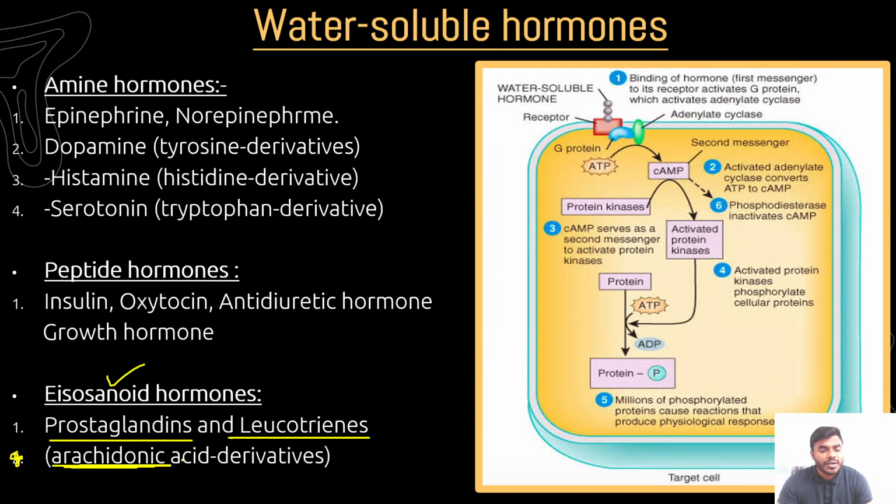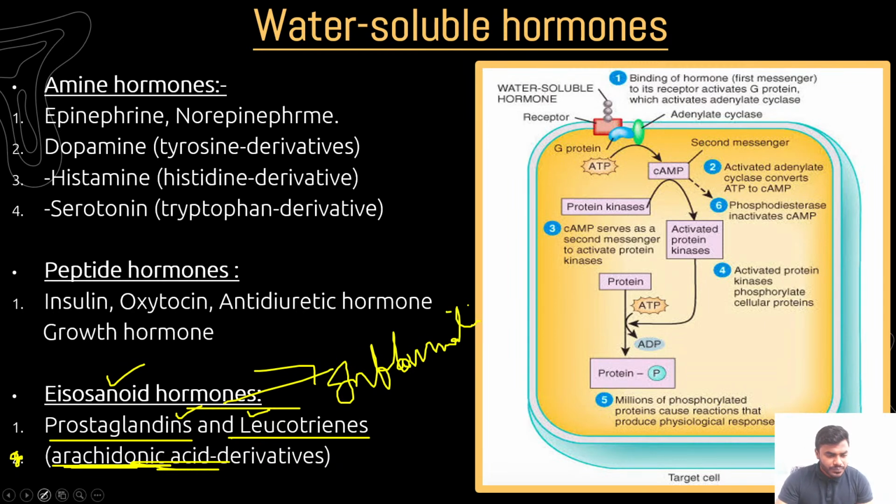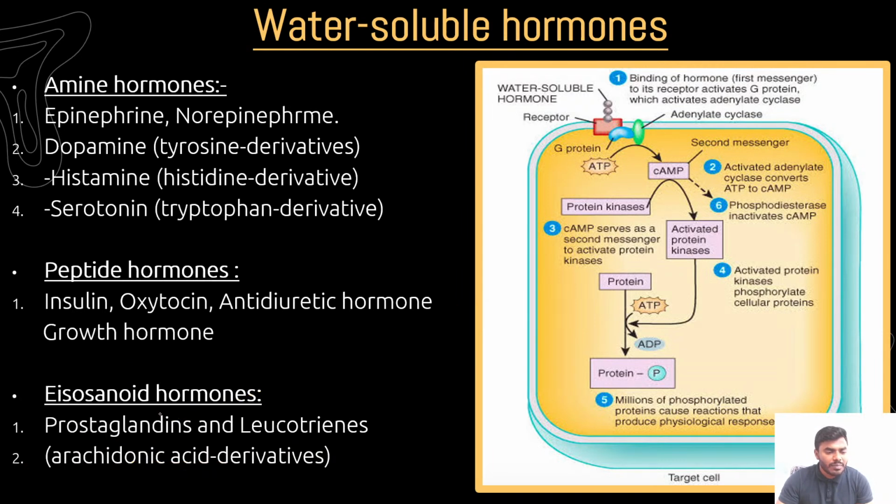Every student, keep it in your mind. What is the speciality of this particular arachidonic acid? Arachidonic acid is a type of lipid only, but upon breaking down, it gives rise to prostaglandin and leukotriene that play a crucial role in the process of inflammation. Don't get confused.